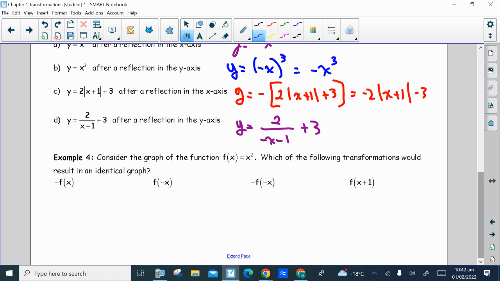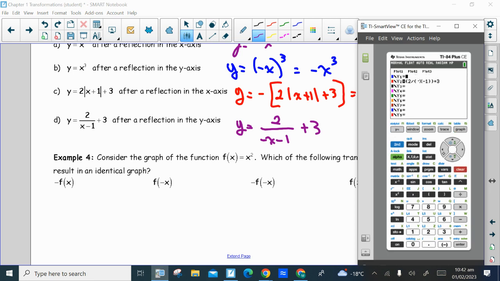The next question says, consider the graph of f(x) = x squared. Which of the following transformations would result in an identical graph? So you know what the graph of y equals x squared looks like. We spent a lot of time in 20-1 looking at quadratics. That's that U-shaped graph that opens upwards. So when you look at this, I think it makes sense. The only transformation that would result in an identical graph would be a reflection across the y-axis, because the y-axis is the axis of symmetry.